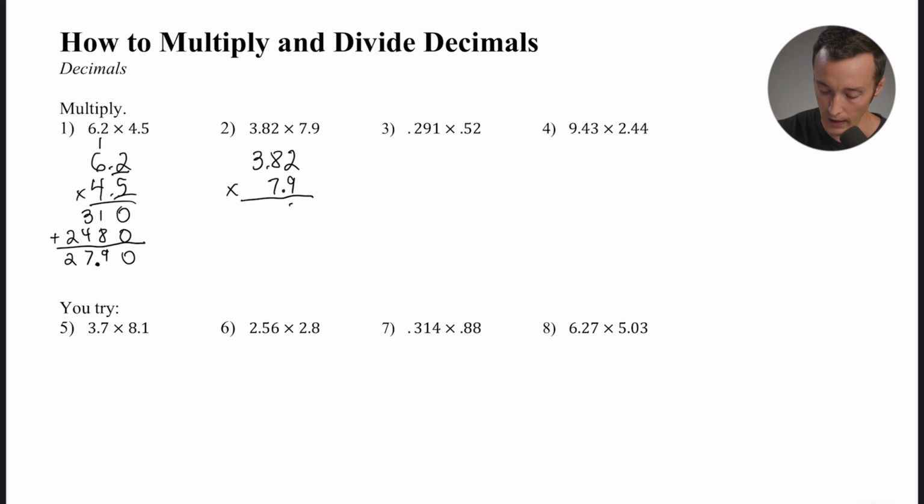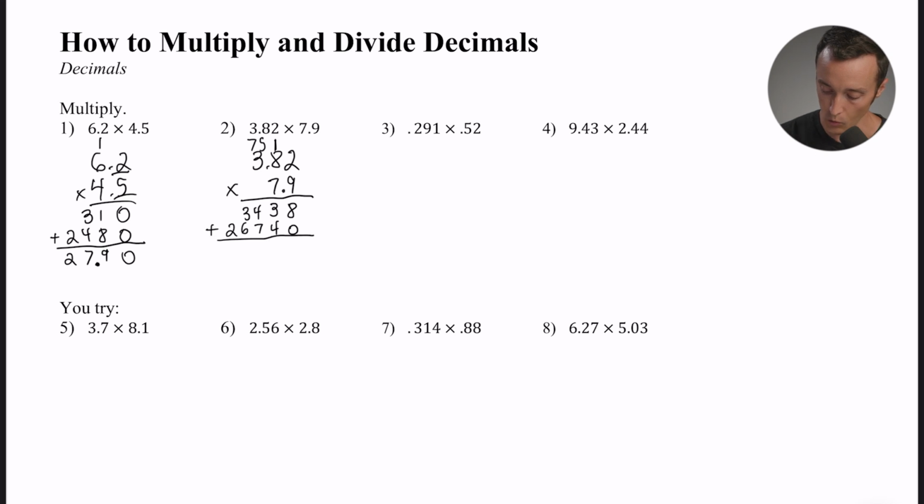9 times 2 is 18, carry the 1. 9 times 8 is 72, plus 1 is 73, carry the 7. And 9 times 3 is 27, plus 7 is 34. Now let's put a placeholder and go through with the 7. 7 times 2 is 14. I'll carry that 1. 7 times 8 is 56, plus 1 is 57. I'm going to carry the 5. And 7 times 3 is 21, plus 5 is 26.